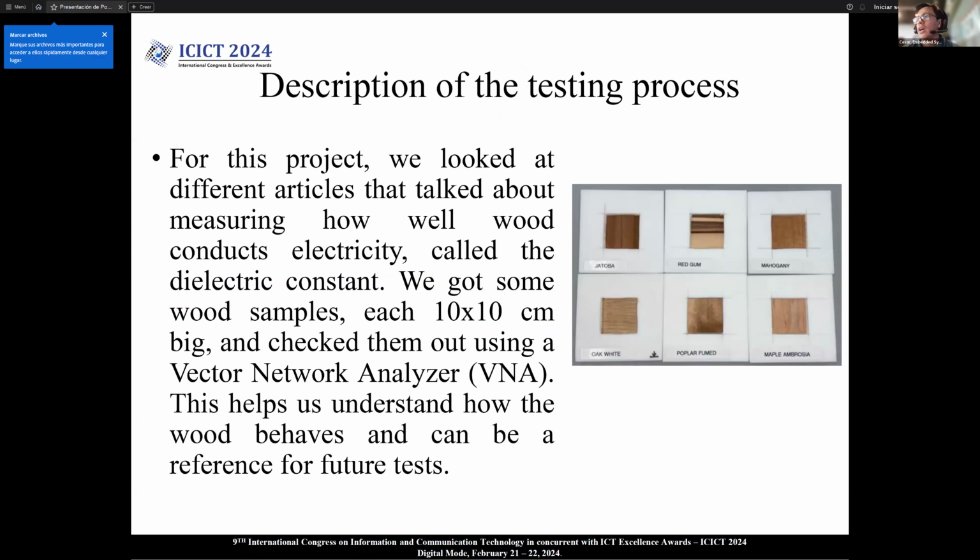The description of the testing process for this project: we looked at different articles that talked about measuring how well wood conducts electricity, the electric constant. We got some wood samples for this measurement and checked them out using a VNA, the vector network analyzer. This helps us understand how the wood behaves and can be a reference for future tests.